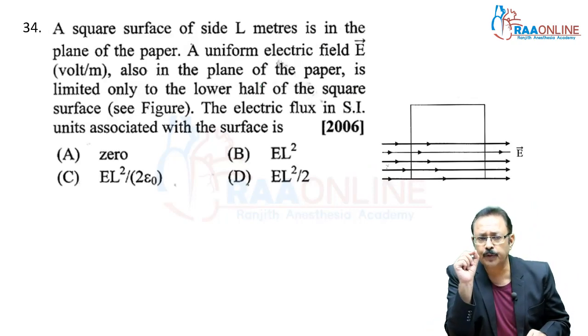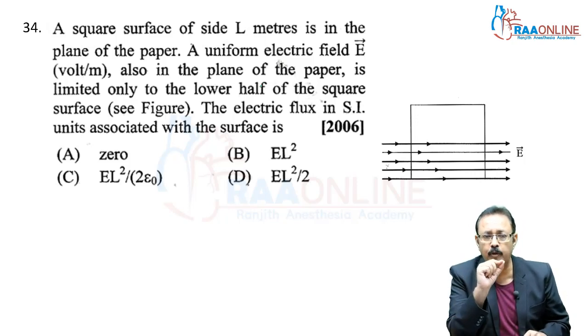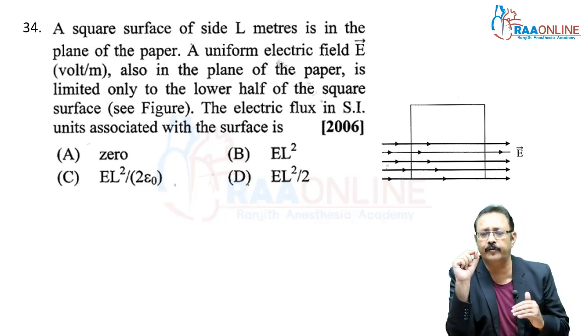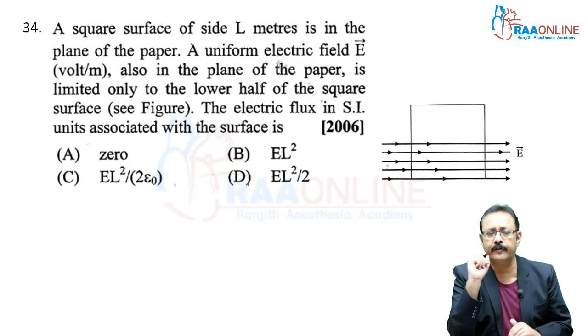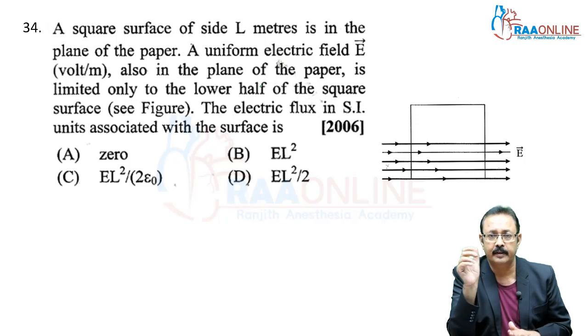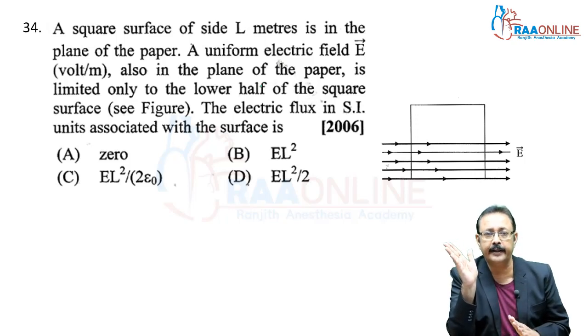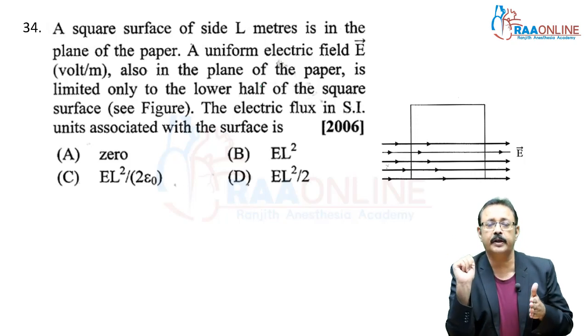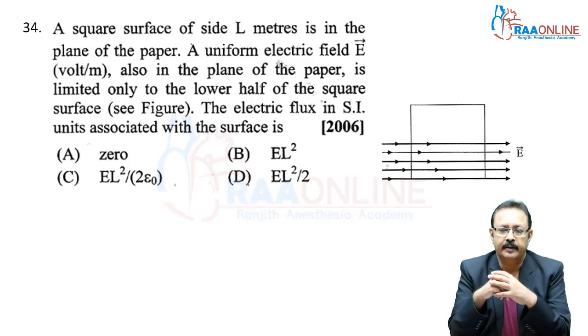Next, a square surface of side L meters is in the plane of the paper. A uniform electric field E, also in the plane of the paper, is limited only to the lower half of the square. The electric flux in SI units associated with the surface is... They asked this problem in 2006. They try fully so that you can score negative marking.